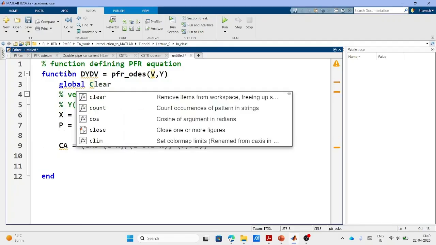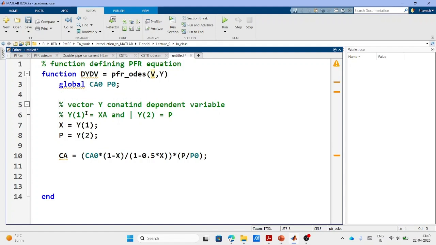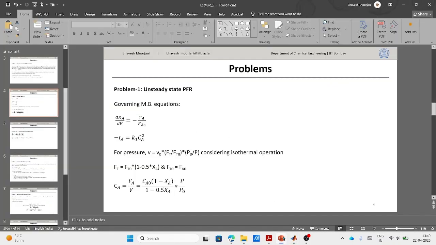I define global ca0, p0. What else information we will need? As of now, I think we will update this as we go ahead. So when you are defining a variable as global, in whatever places these global variables are defined, their value will remain the same throughout, right? So you don't have to update their values or provide them as an input. So we are following this strategy.